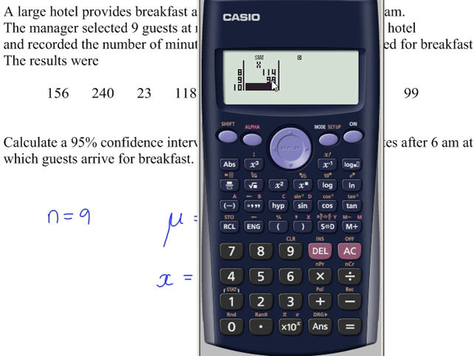All 9 values are now in the calculator. So the sample mean, 112.67, and the standard deviation, option 4, because we're using a sample, 70.61.